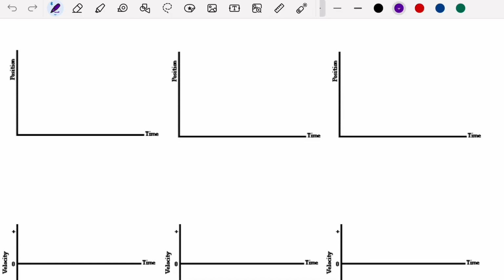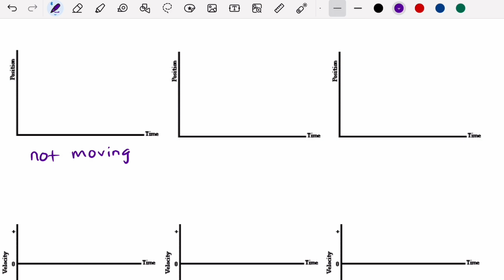In this video, we'll learn about the motion graphs for this class in their simplest form. Okay, let's begin with a position time graph. So let's start with the simplest case. We have an object that is not moving.